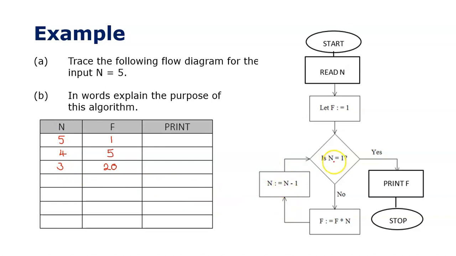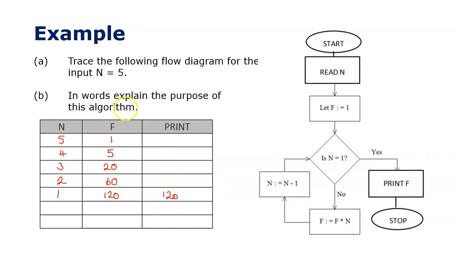Is n equal to 1? No, it's not. It's equal to 3. So f equals f times n again. The 20 times 3 is 60. N equals n, take 1. Well, now I'm on 2. Is n equal to 1? No, I'm not. F equals f times n. 60 times 2 is 120. N equals n, take 1. Now I'm on 1. Back up to here. Is n equal to 1? Yes, it is now. N is equal to 1. So what's it tell me? Print f and then stop. So print f. F is 120. And now I can stop.